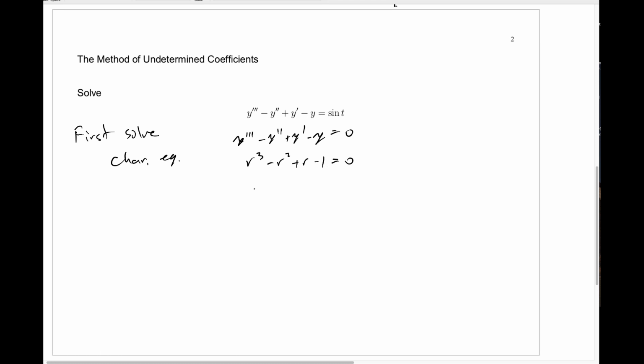That means we can factor this as r minus 1 times something. You could use polynomial division if you have to, and you'll see pretty quickly that this factors as r minus 1 times r squared plus 1 equals 0.